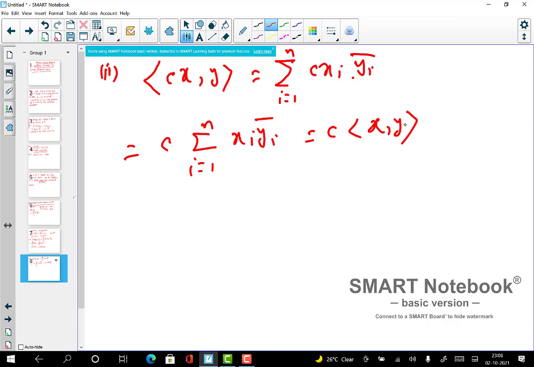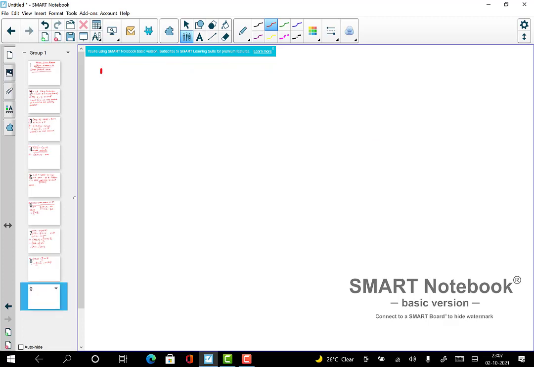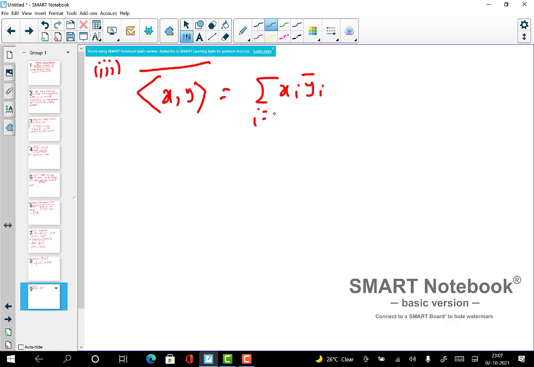Now the interesting part is how to prove property number 3. To prove property number 3, we need to start with the inner product of x, y, and then take the conjugate. This will be, by definition, the sum over i from 1 to n of xi yi bar, and the whole thing conjugated.